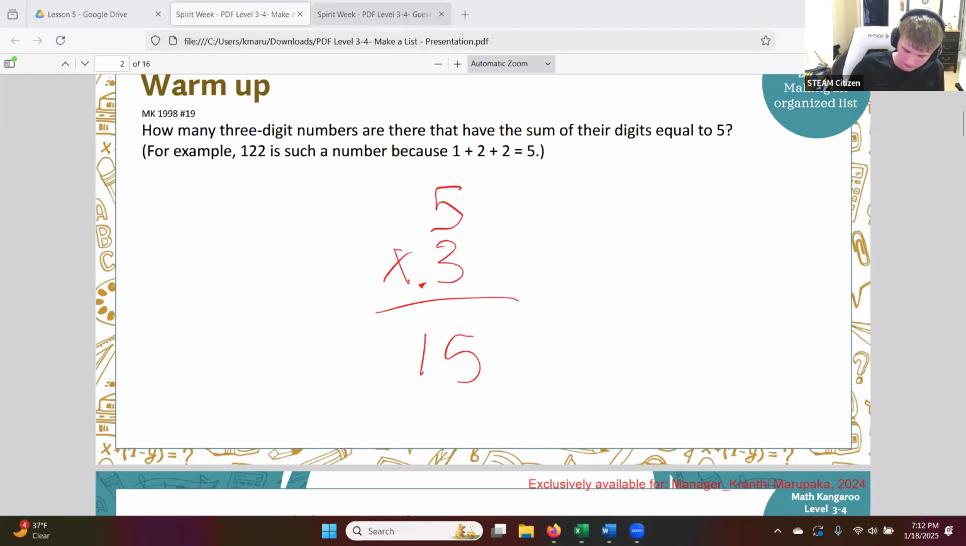I haven't looked ahead at this, but I'm pretty sure there will be more problems like this where we can absolutely use that to just solve the problem. So keep that in mind.